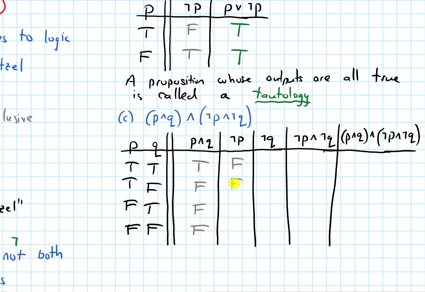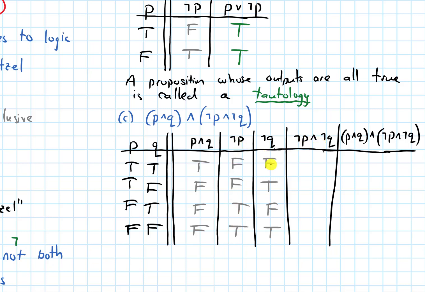So it'll be false, false, true, true. Not Q is going to be the opposite of Q. So this one's going to be false, true, false, true. And now let's combine the not P and the not Q.